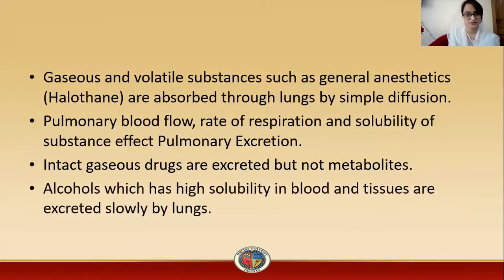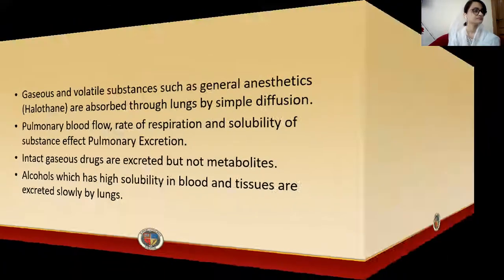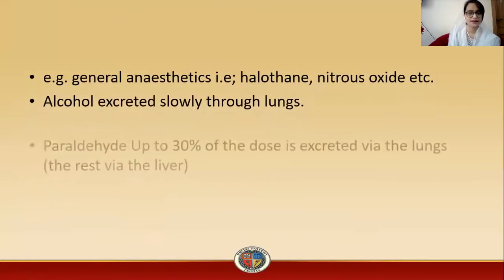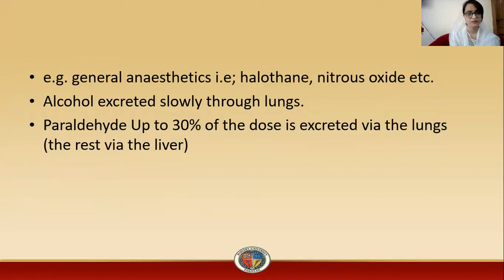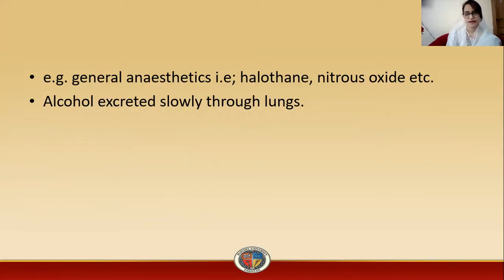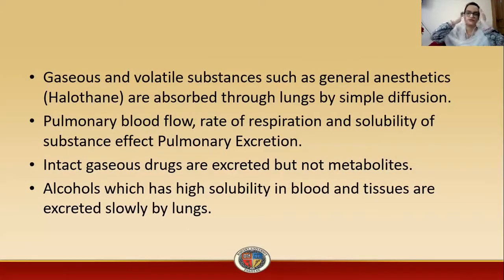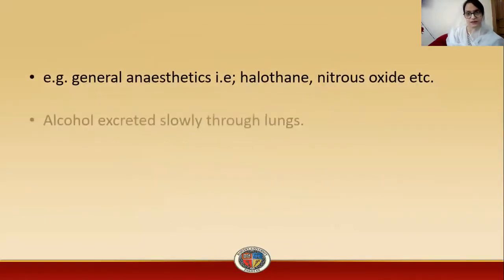Intact gaseous drugs are excreted, but not metabolites. So intact drugs are excreted through this route, not the metabolites. Alcohol, which has high solubility in blood and tissue, is excreted slowly by the lungs. There are a few examples: general anesthetics such as halothane, nitrous oxide, etc. Alcohol is excreted slowly through the lungs, and paraldehyde, up to 30% of the dose, is excreted by the lungs and the rest by the liver. So in this case, the volatile drugs are excreted intact by the lungs. And if the alcohol has high solubility in blood and tissues, it is excreted slowly by the lungs. And then general anesthetics, I have told you about it.